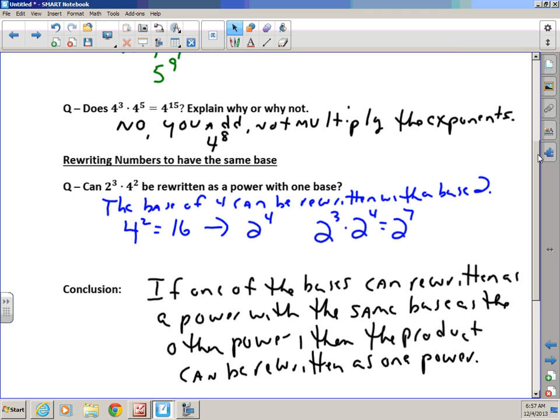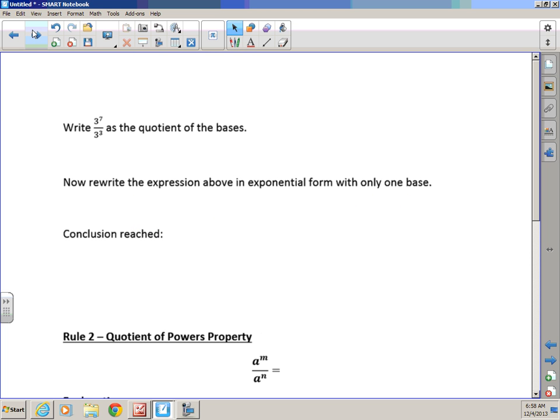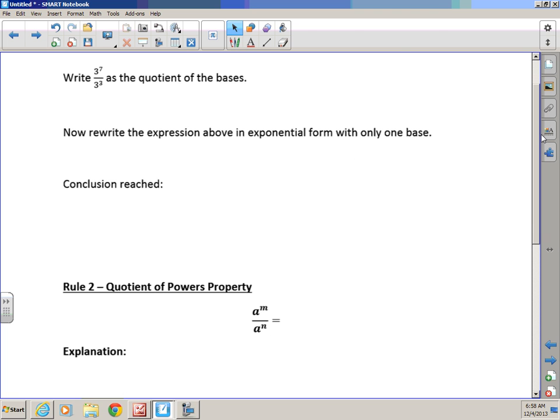All right. Now, we want to explore the next example, which is a division problem. So, similar to what we did at the very beginning, let's take a look at 3 to the 7th divided by 3 to the 3rd, writing that out in what I'll call the long form.